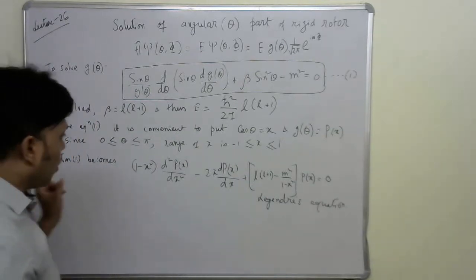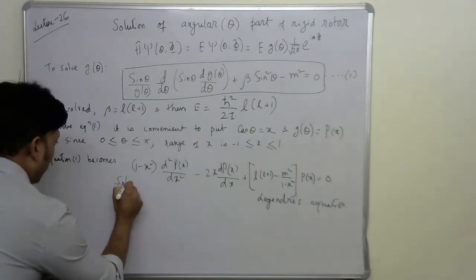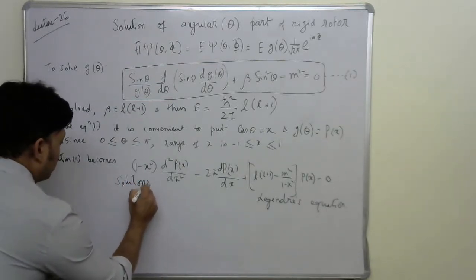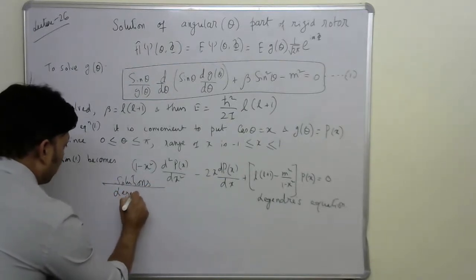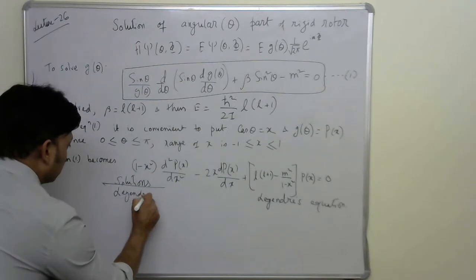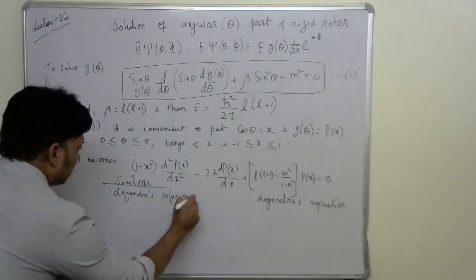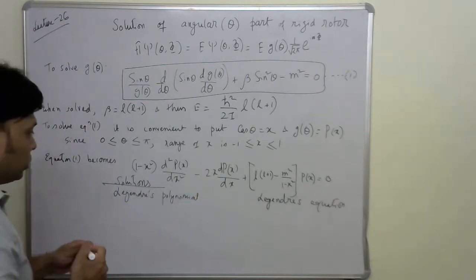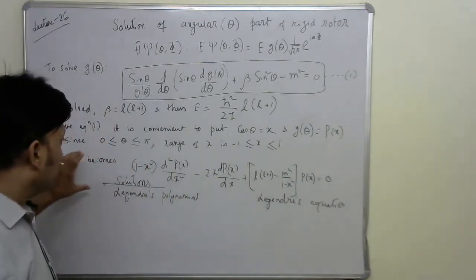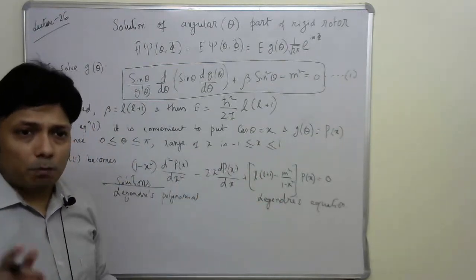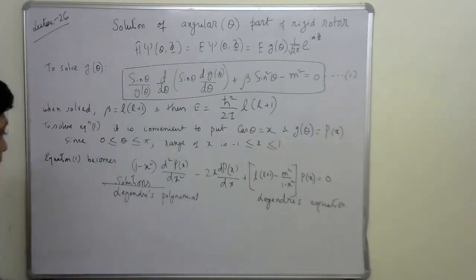Now, if we solve such a Legendre's equation, the solutions are called Legendre's polynomials. The solution comes from a power series method. The Legendre's equation can be solved using a power series method, and the solutions are called Legendre's polynomials.